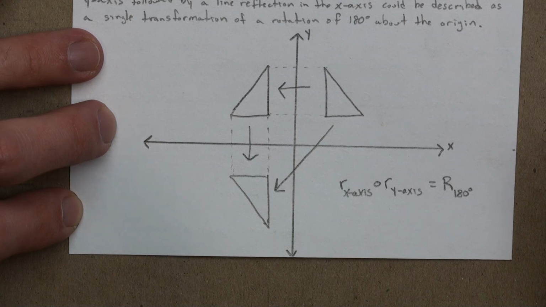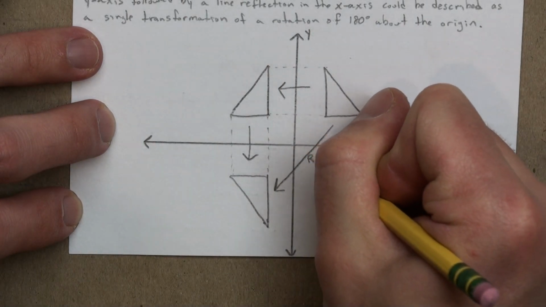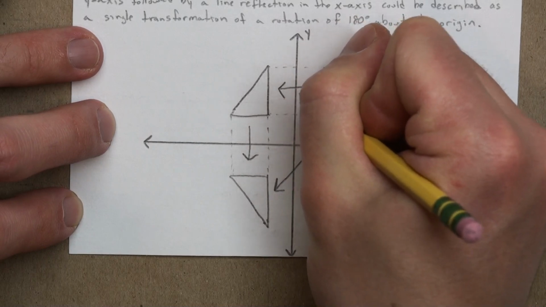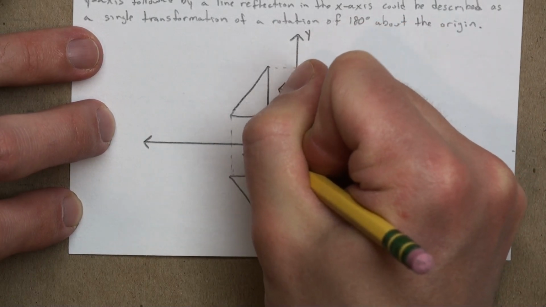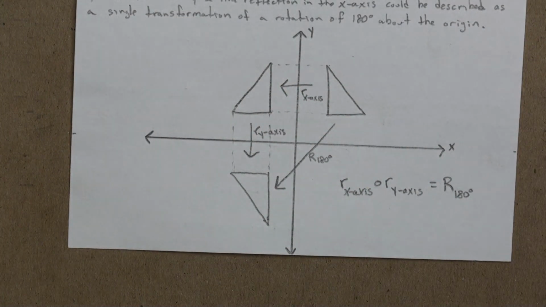Okay? So this would be a rotation of 180 degrees. This could be our reflection in the x-axis, and this is our reflection in the y-axis. Alright? So that's card 146.